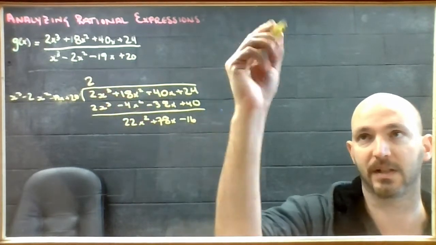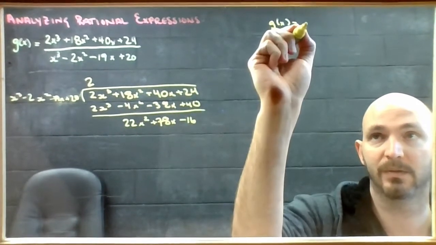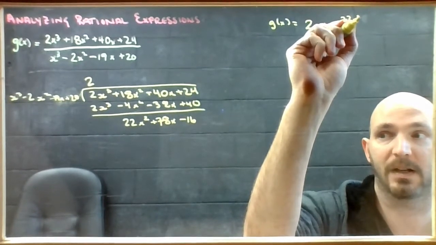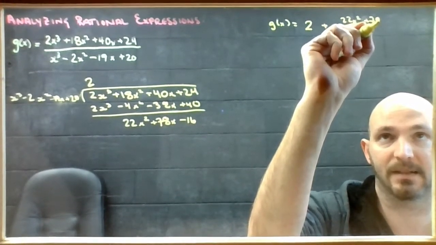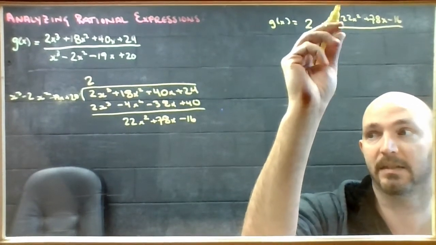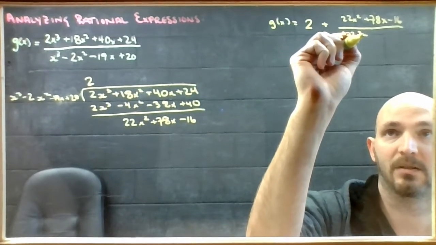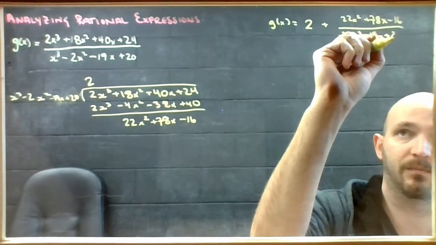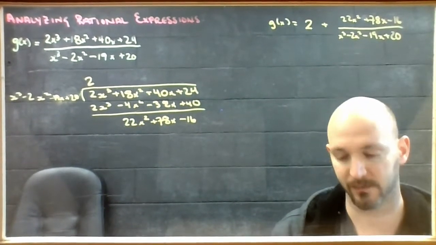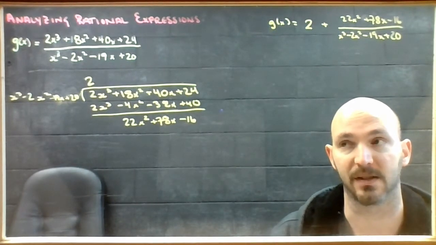So this function here can be written as 2 plus 22x squared plus 78x minus 16 divided by x cubed minus 2x squared minus 19x plus 20. So that's a little funny. We were expecting a line there, we just got a number. But we'll talk about that when we get to the sketching.